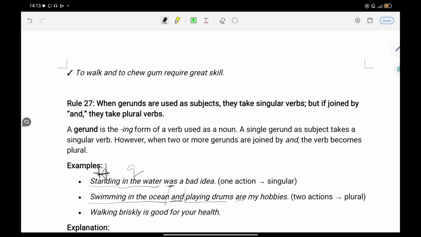It is treated as singular because it is one thing. So I can just replace it with "it was a bad idea." I can replace this entire nominal phrase with "it." Standing in the water was a bad idea. It was a bad idea.